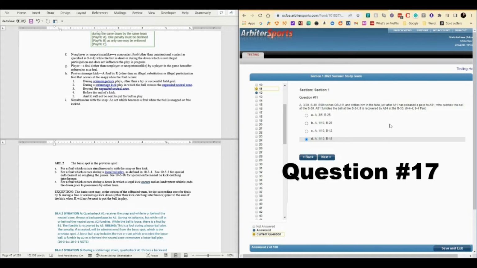Question 11. A, 3rd and 20 at the B40. B99 rushes quarterback A11 and strikes him in the face just after A11 has released the pass to A81, who catches the ball at the B30. A81 fumbles the ball at the B24, and it is recovered by A84 at the B33.